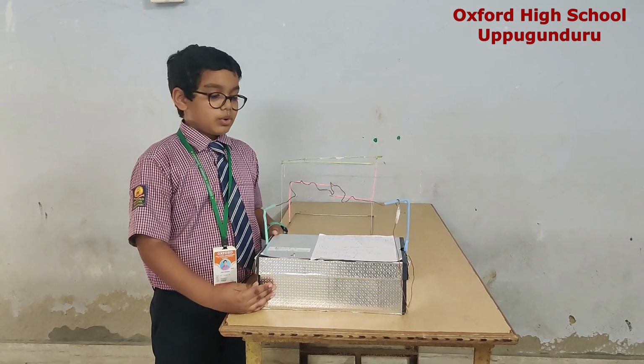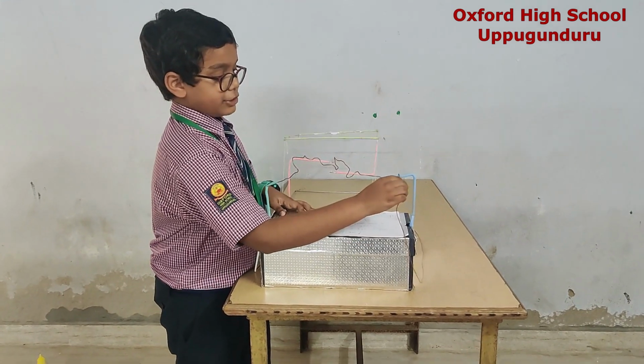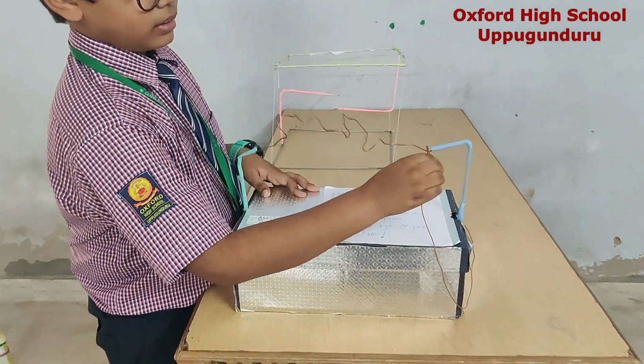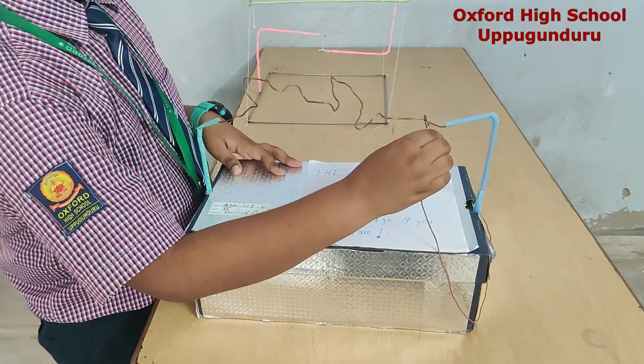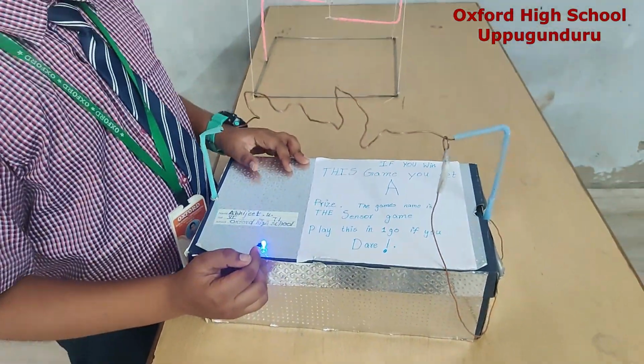This is a game known as the sensor game. We should play it without touching the wire, like this. And if we touch the wire, the light will turn on, and this means out.